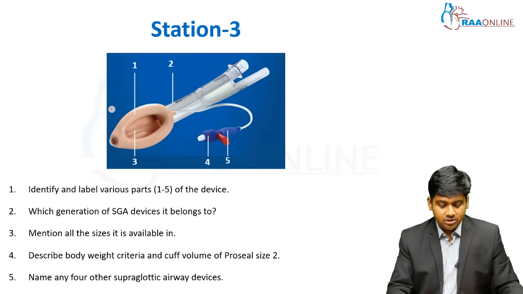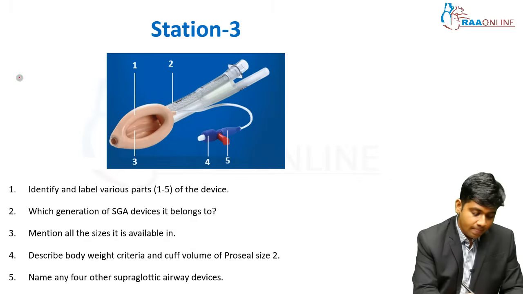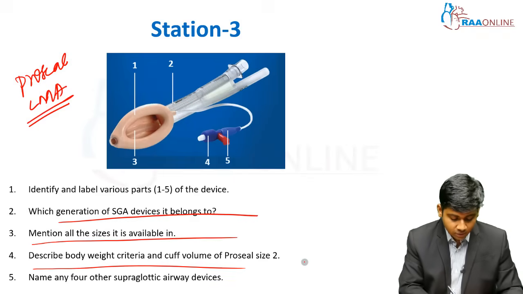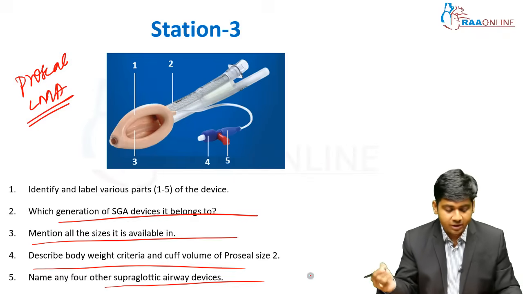Come to the next station. So mostly it is a ProSeal LMA. Which generation? Second generation. Mention all the sizes. Yes. Describe the body weight criteria for cup volume of the size ProSeal. Name any 4 other supraglottic devices.